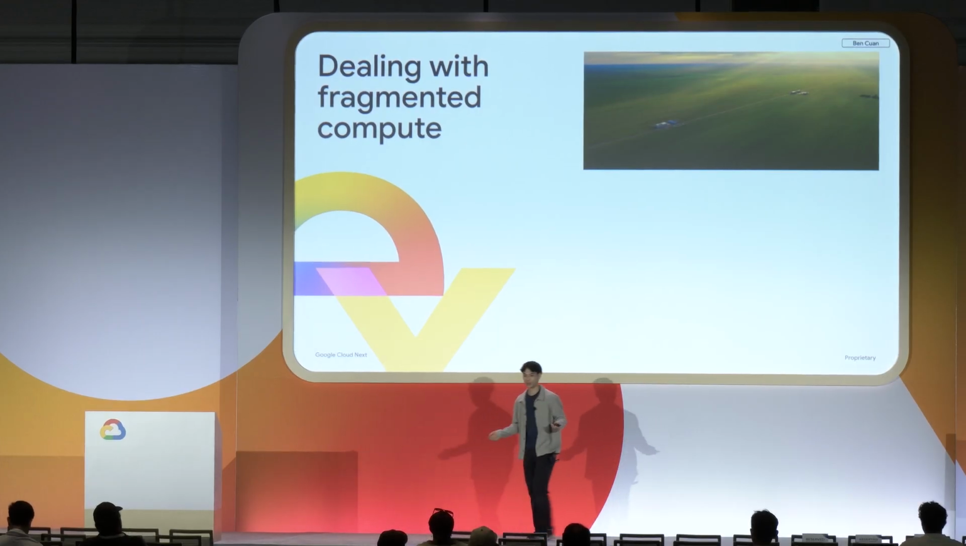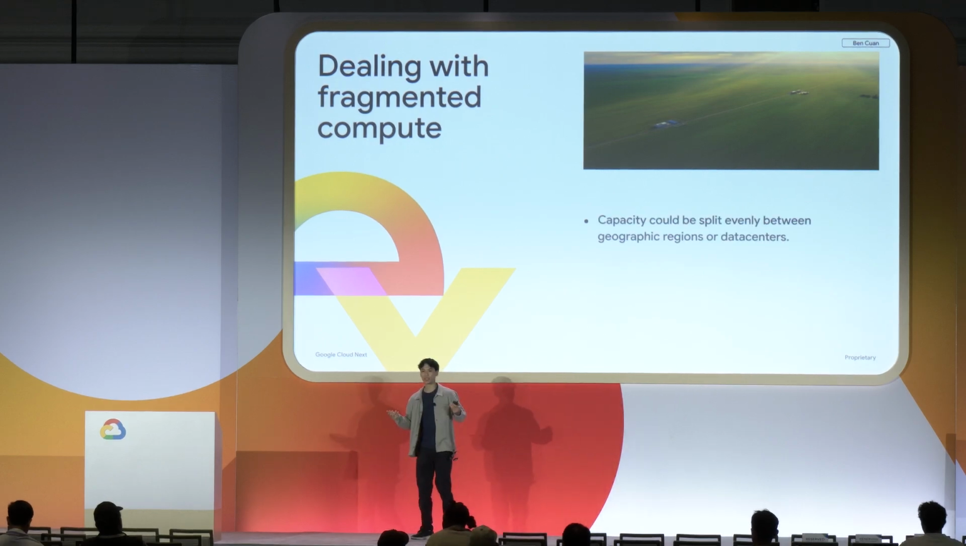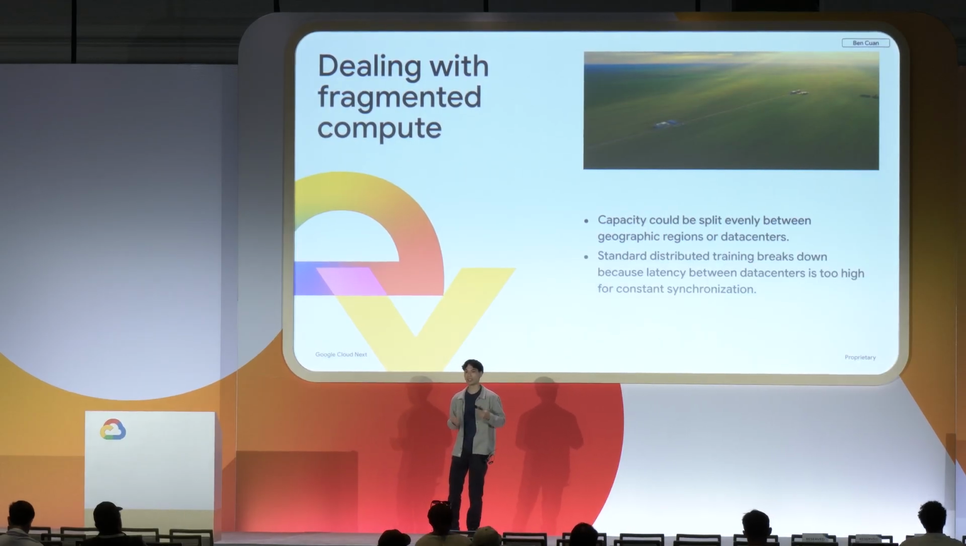So when we're dealing with compute that's fragmented across multiple different regions, we could have capacity that's split between different geographic regions and data centers, mostly because, again, resources are scarce and we're going to get what we can get, and sometimes that's going to be in a different region from our main cluster. The problem with this is that standard distributed training breaks down when we have multiple data centers and we're trying to combine them into one worker pool, because we expect within a single training run that we have extremely high throughput and low latency, which can really only be achieved with co-located machines in the same data center.